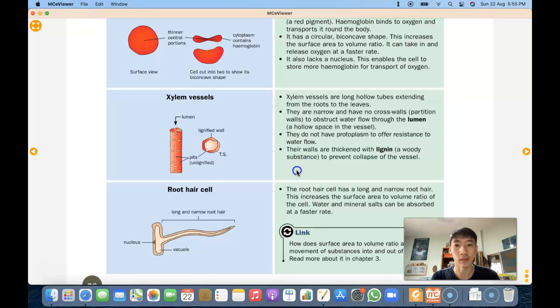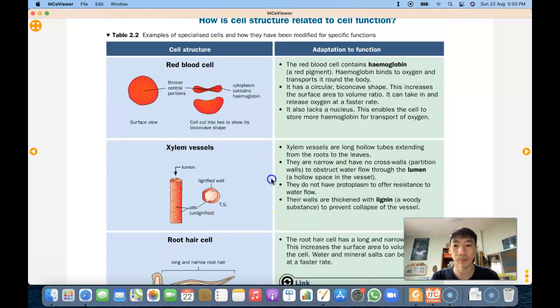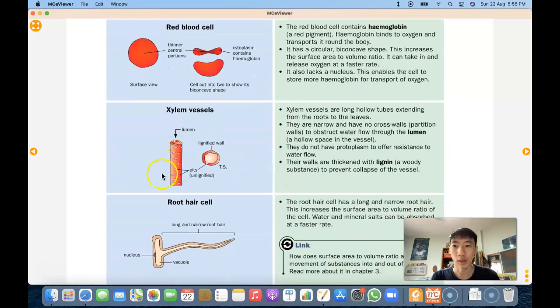Same thing for xylem vessel, right? You got to talk about the structure. So you see the structure, there's a lumen. A lumen is an empty space, and basically that's it, right? It's actually these are dead cells.